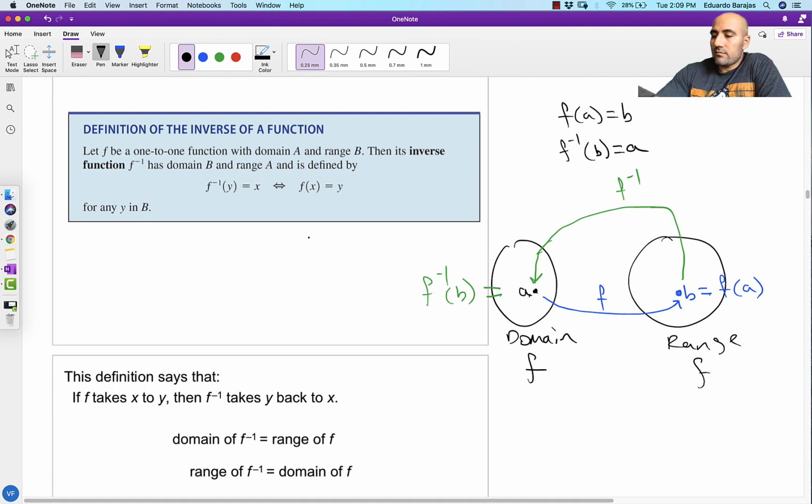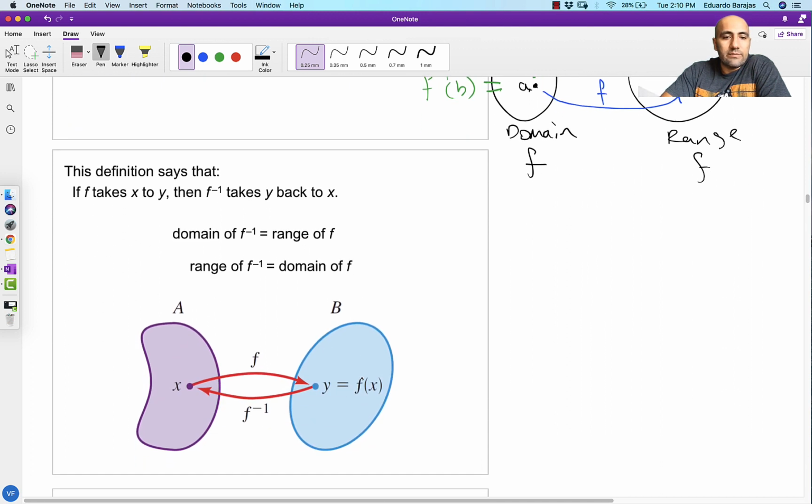I think we add to the confusion of things by overusing x and y. Anyway, that's what this is saying. If the function f leads the input x to some output y, and then we take the y and plug it into the inverse function, it should bring us right back to x. And that should be true for any value in the domain of each one of these.